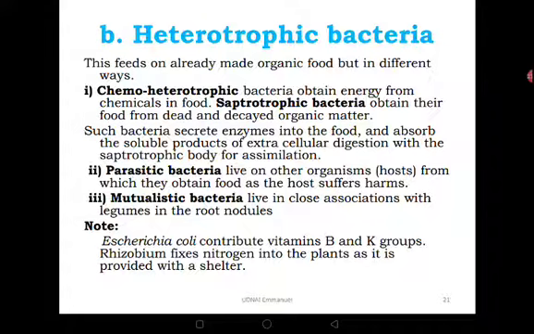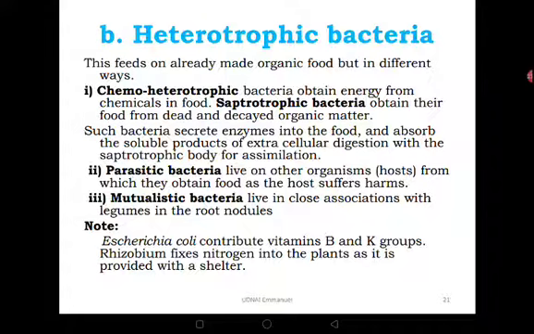So what do they do exactly? They secrete enzymes into the food, and then after that those enzymes break down the food molecules into soluble products, after which the bacteria absorb these soluble products and then assimilate them into their bodies. Those ones are saprophytic bacteria.